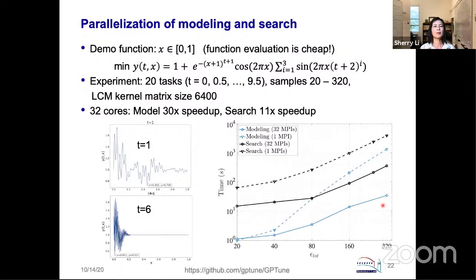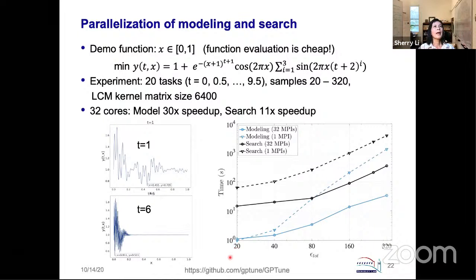Okay, so I will talk about several aspects using the examples, illustrating the various new features we have implemented. First, I want to mention the parallelization of the tuner itself. There are two phases, the modeling and search. These are all parallelized. To illustrate that, we use this demo function. It's a simple analytical function, so function evaluation is cheap. The reason to use that is so that function evaluation time doesn't get in the way. The time I'm showing here is really the modeling and the search phase time.